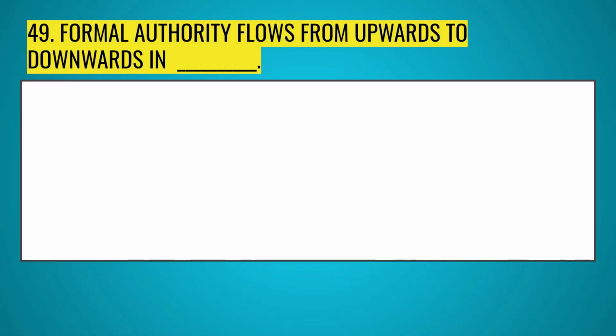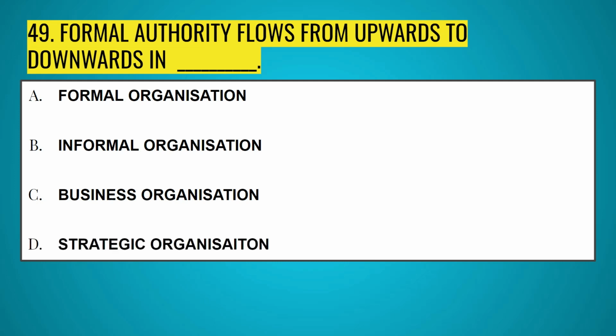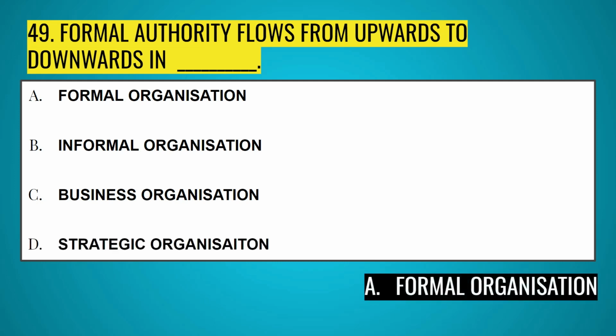49. Formal authority flows from upwards to downwards in dash. Option A. Formal organization. Option B. Informal organization. C. Business organization. D. Strategic organization. The answer is option A. Formal organization.